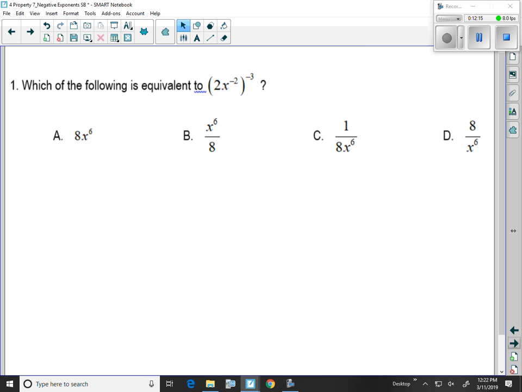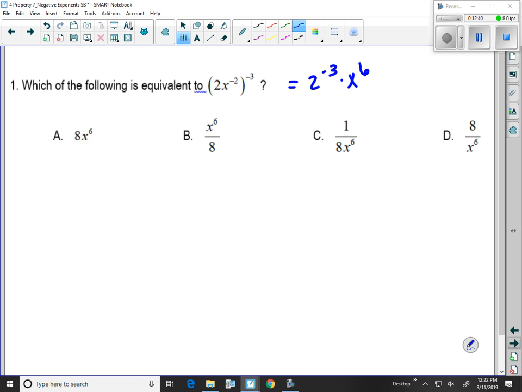Okay, which of the following is equivalent to this? Now, if we take 2 to the negative 3rd power, it's going to look like that. Just leave it like that for the first step. And then x to the negative 2nd to the negative 3rd. What do I do with that negative 2 and that negative 3? Multiply it, so I get x to the 6th.